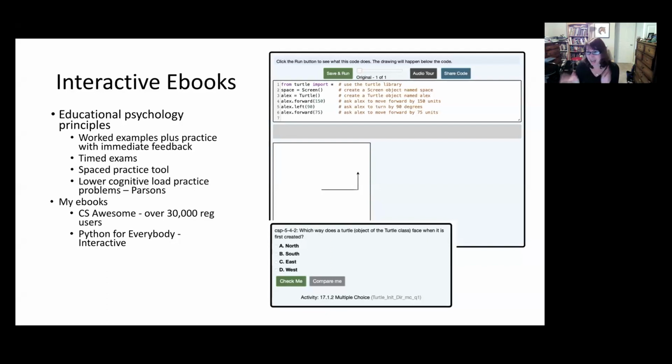We've also created timed exams. The advanced placement computer science courses have a timed exam at the end, and those are very useful. I use them all the time for my class now, so I'm going to show you just that.